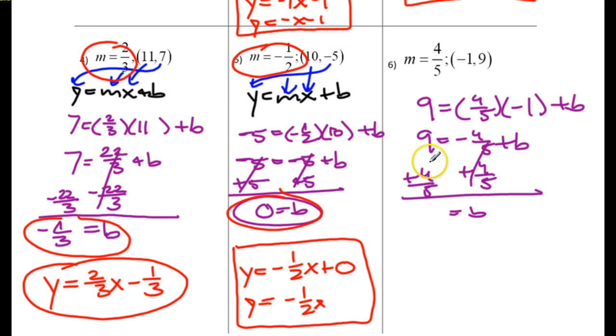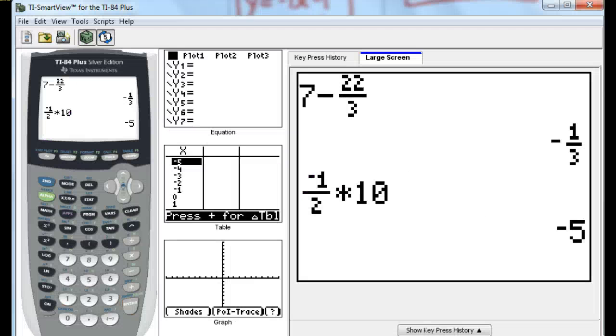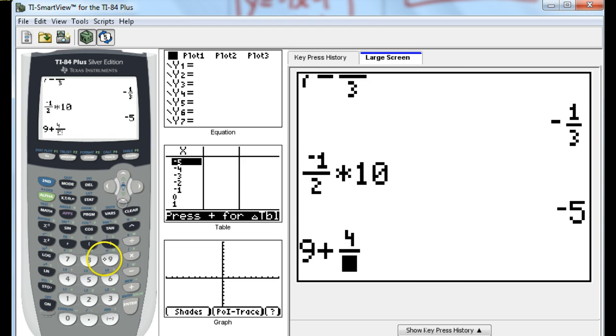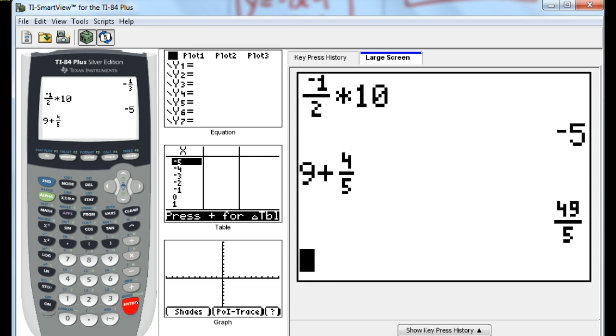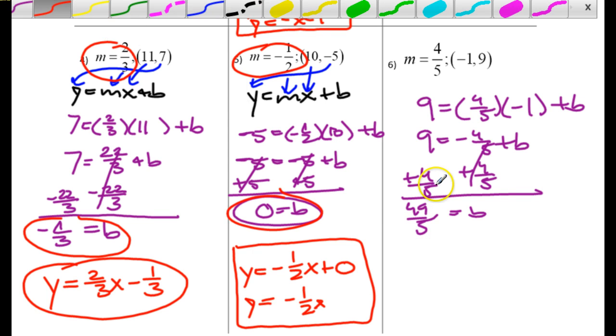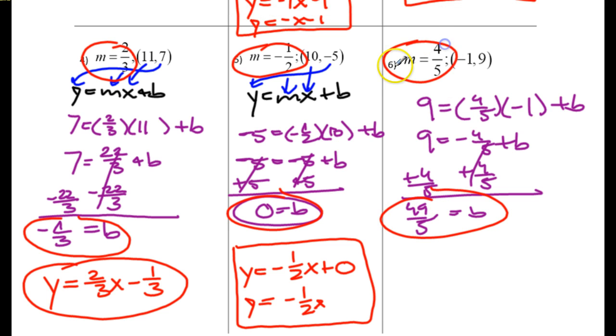So here b equals, let's go to our calculator, 9 plus, get your fraction, 4/5. And we get 49 over 5. Okay, ugly number, but that's what it is. So here's my y-intercept, here's my slope. Y equals 4/5 x plus 49 over 5.